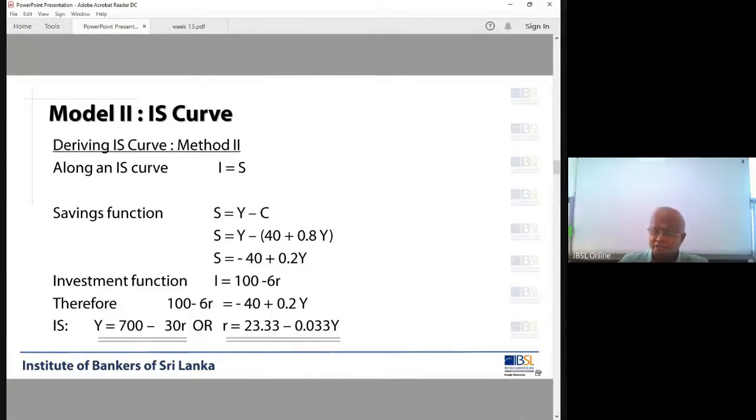It is the combination of income and the interest rate, GDP and interest rate, so that the goods market is in equilibrium, aggregate demand equals supply, or investment equals savings. That is the IS curve. Don't worry about that other equation. You take R as the subject, 30R to the left hand side, Y to the right hand side, then dividing, you get R in terms of Y. Mathematically, this is the correct form, but in the exams you also get full marks with R as the subject or Y as the subject.